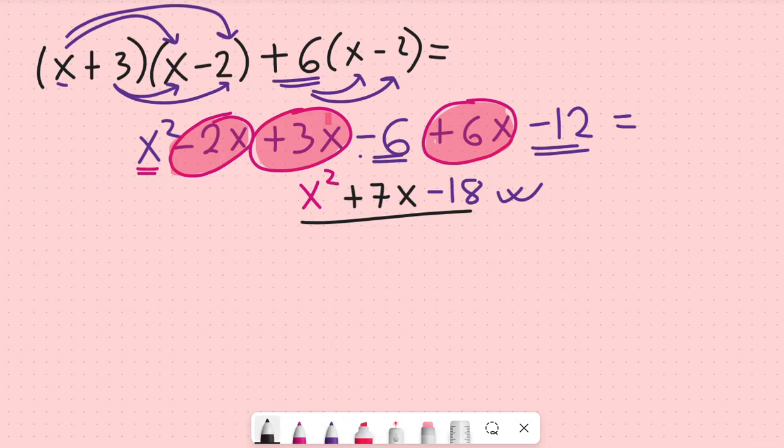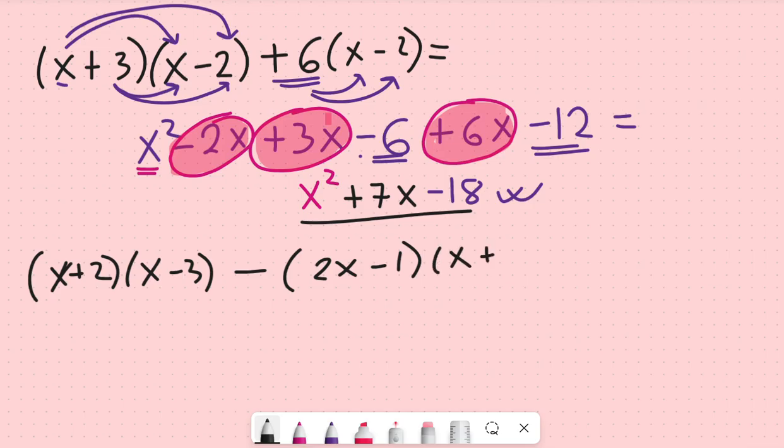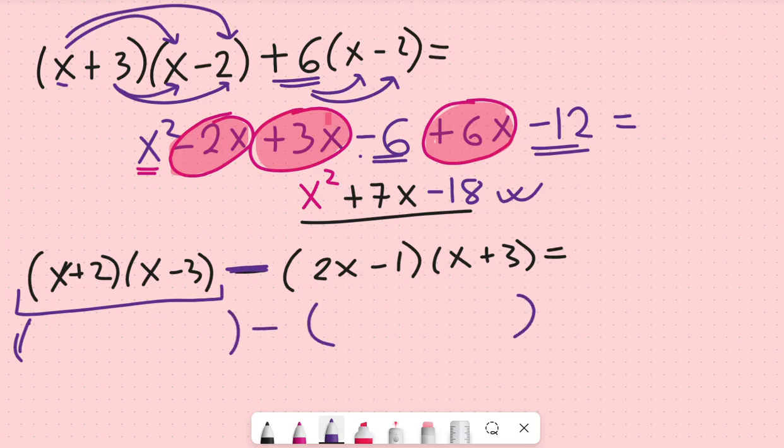All right, last two questions for today. What if we have double brackets twice? So x plus 2, we multiply this by x minus 3, but then minus 2x minus 1 and x plus 3. Okay, for the first part, everything is super easy. My advice for you, when there is minus between them, solve the first one in brackets, minus, solve the second set in brackets. Okay, what do we mean by that?